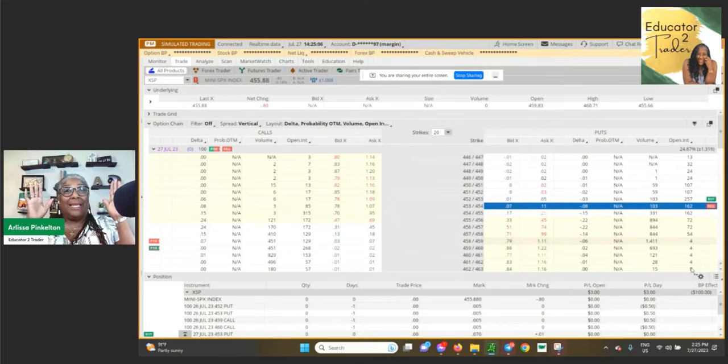We needed 10, right? I only put in for one contract because if you start to try this, I want you to try it small and try it in your sim.